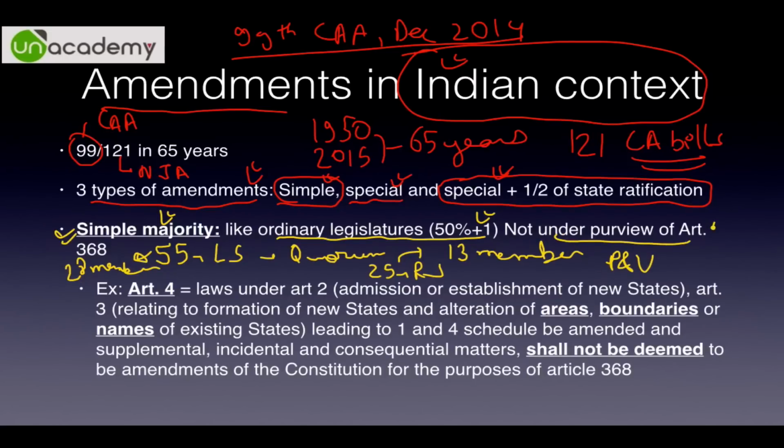And it does not come under the purview of Article 368. So it will not be seen as the 66th Constitutional Amendment Act. It will not get any number. So what does Article 4 say? Whenever you amend under Article 2, that is, whenever you establish new states or admit new states, or Article 3, when it relates to formation of new states or alteration of their area, name, boundary, which leads to the 1st and 4th schedules being amended. Obviously 1 and 4 will be amended, right? And any consequence or any supplement or incidental matters shall not be deemed as an amendment to the constitution. Is that absolutely understood? This was the simple majority case.